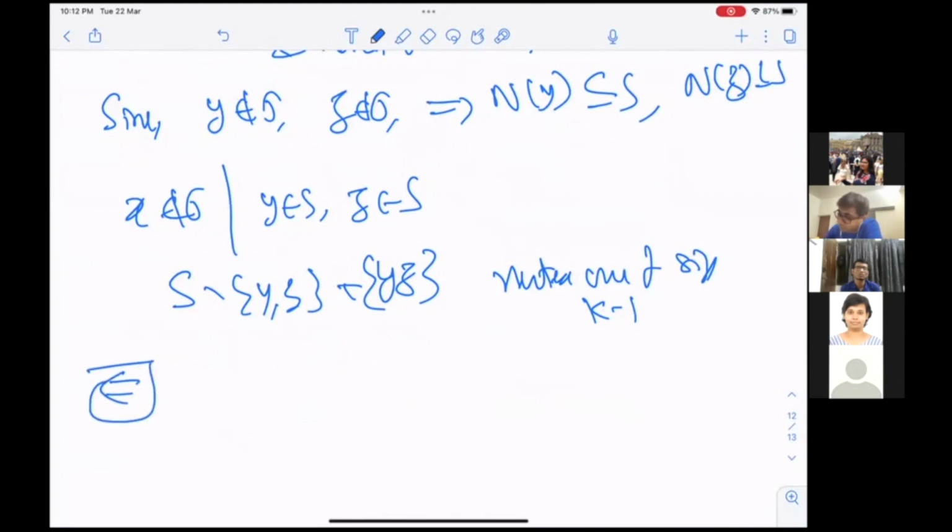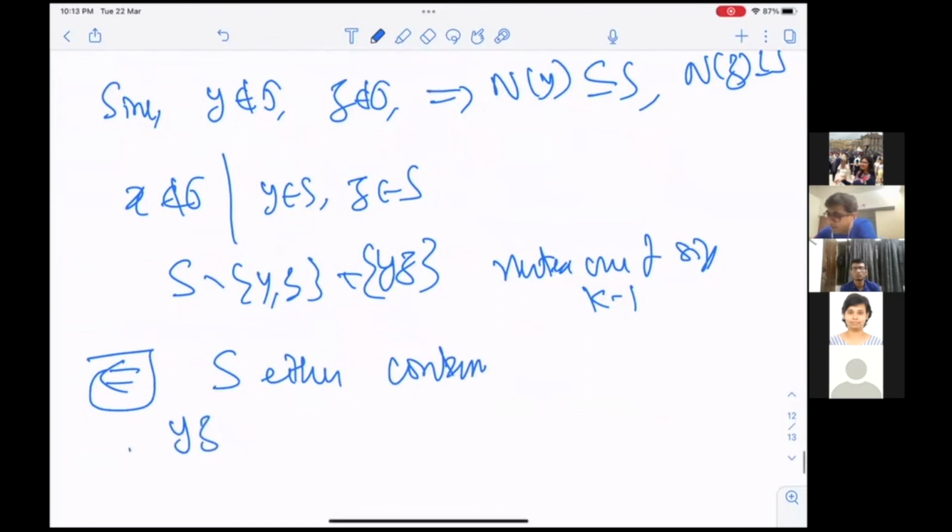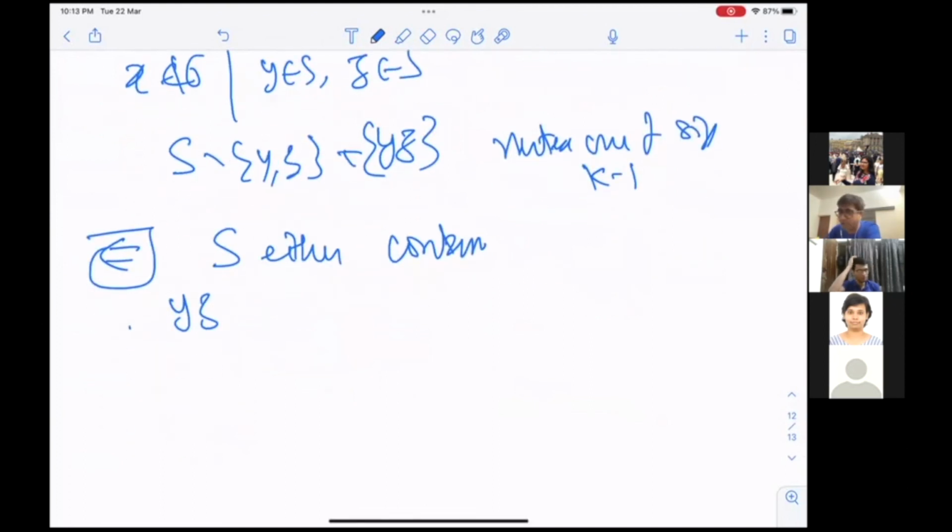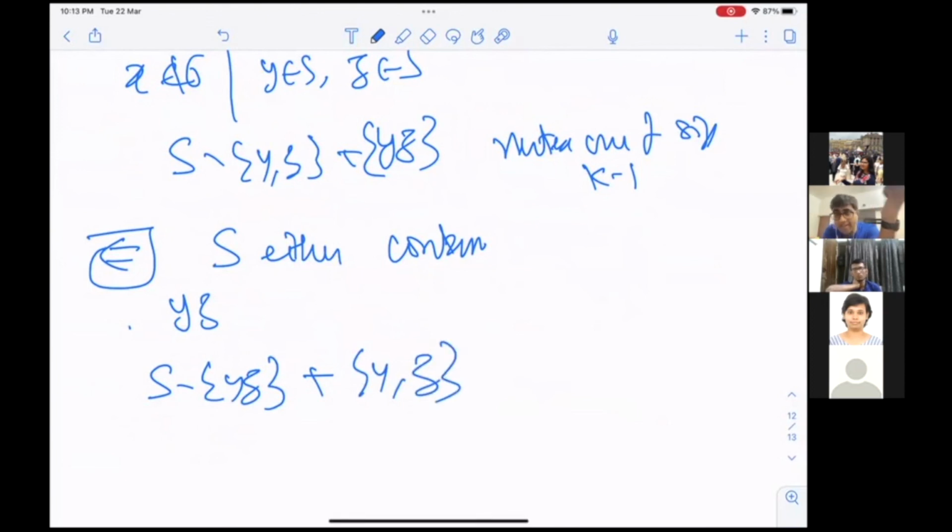Okay. What is that? S either contains what? YZ, that's the first case. Then in case S contains YZ, what will you do? Okay. You do S minus YZ and add Y comma Z. So whatever YZ could cover, Y and Z together can cover, in particular, as well as they can cover the edges which are adjacent to X. So this is a vertex cover of size K. You deleted one, you added 2, Y and Z, so that's there.